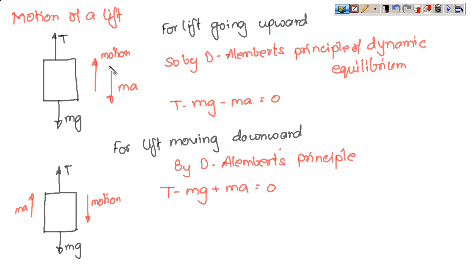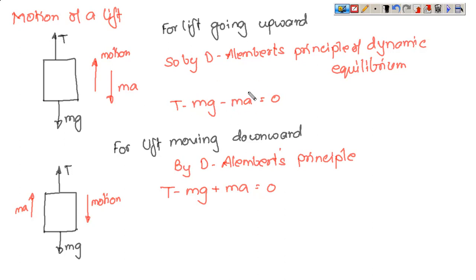If the lift is going upward, by D'Alembert's principle of dynamic equilibrium, the inertia force will be acting opposite to the direction of possible motion. So ma is denoted in the downward direction. If you write down the equation, T is in the upward direction. Let us say that upward directions represent the positive y-axis, so they have been taken as positive. mg is in the negative y direction, and ma, the inertia force, is also in the negative direction.